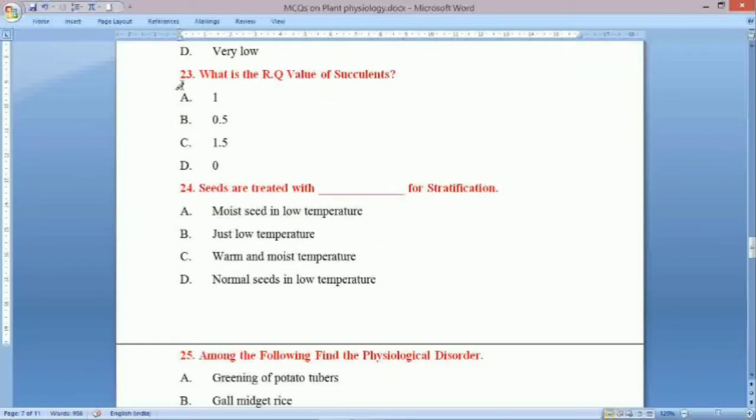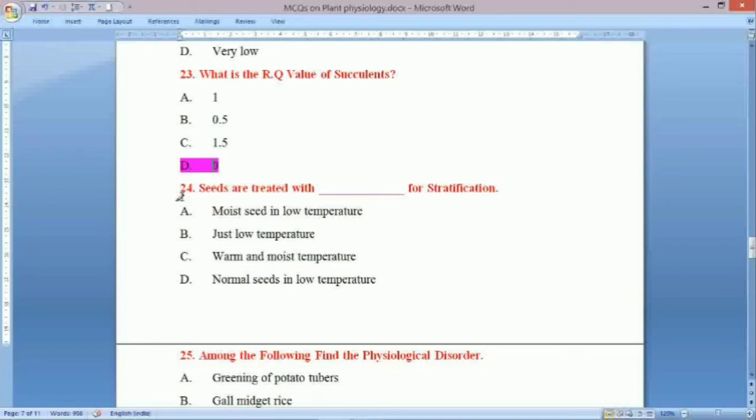Next question, question number 23. What is the RQ value of succulents? RQ value means respiratory quotient value. Option A, 1, B, 0.5, C, 1.5, and D, 0. And here the right answer is option D, 0.